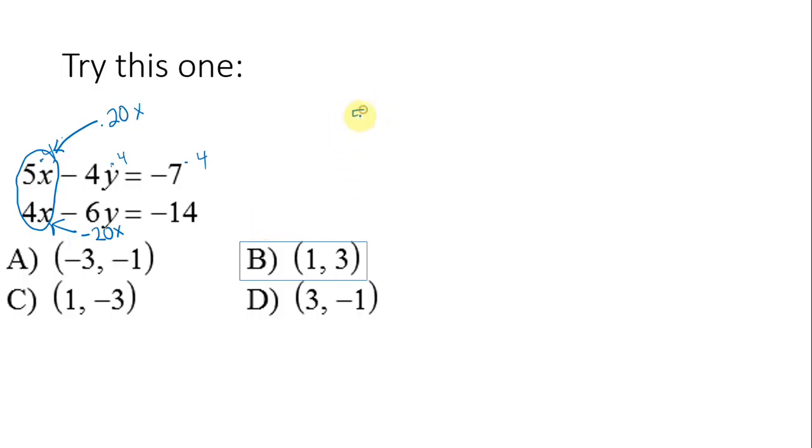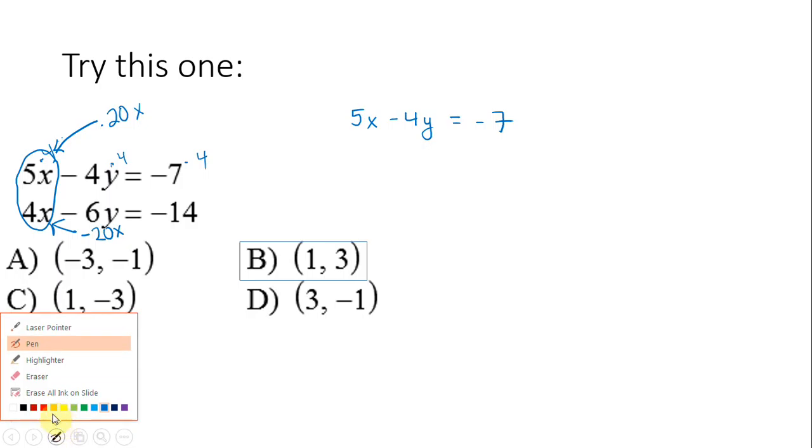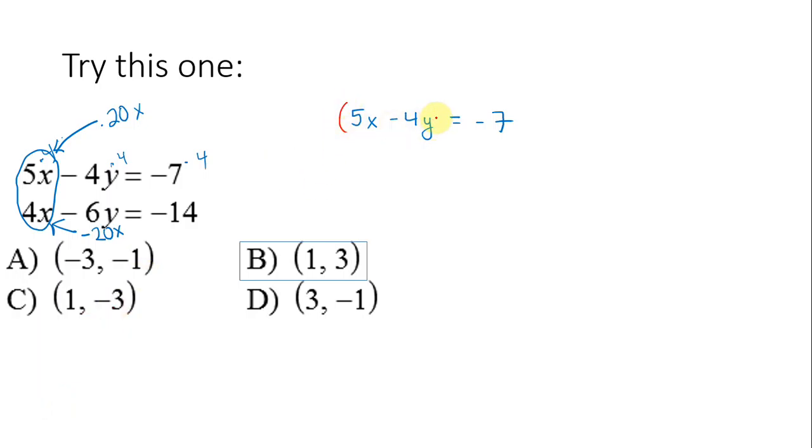So I'm going to rewrite this. 5x minus 4y equals negative 7. But I'm going to multiply everything by 4. So I'm going to put everything in parentheses and multiply it by 4. 5x times 4 is going to give me 20x. 4 times negative 4y is going to give me negative 16y. And negative 7 times 4 is going to give me negative 28.